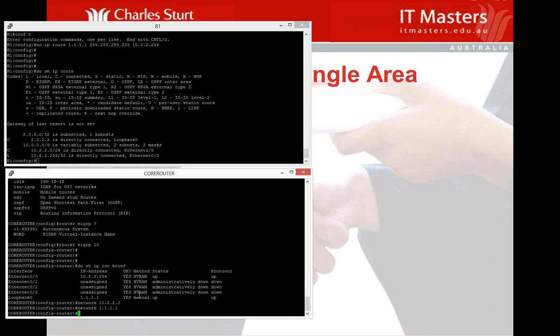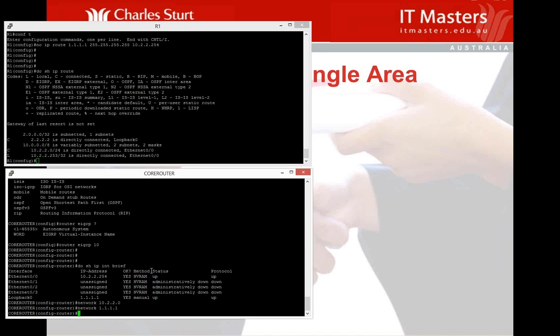What it actually means is, please use any interface that matches this network address and participate in the IGRP routing. So if we had 10 interfaces in the 10.2.2 network, then 10 interfaces would participate in the IGRP, if that makes sense. It's not saying advertise this network in the IGRP, it's saying any interface in this network, please participate in the IGRP. Very important point to remember.